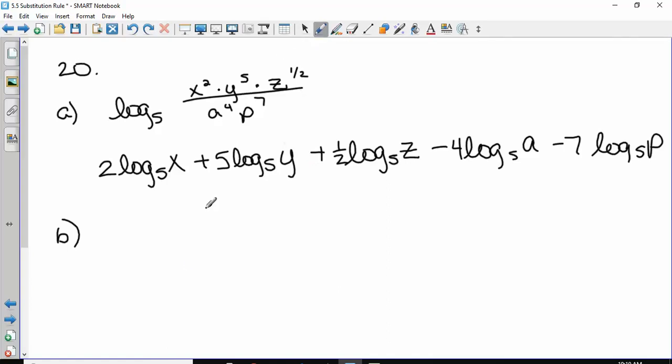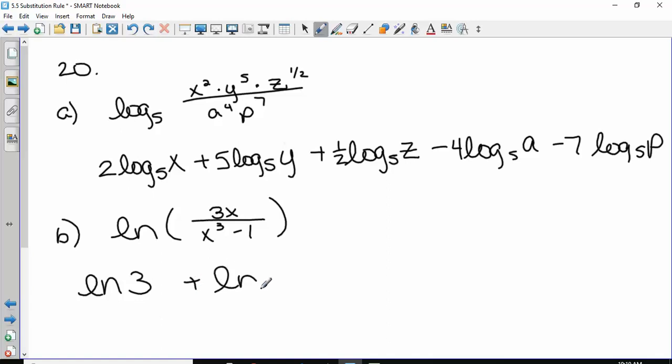All right. B. We have the natural log of 3x over x cubed minus 1. So on the top we have two things multiplied, so you break them off. Natural log of 3 plus the natural log of x. Minus, on the bottom we have the natural log of x cubed minus 1. Can you break apart subtraction? No. Since that cube doesn't go to everything, you can't drop it down, so that's my final answer.